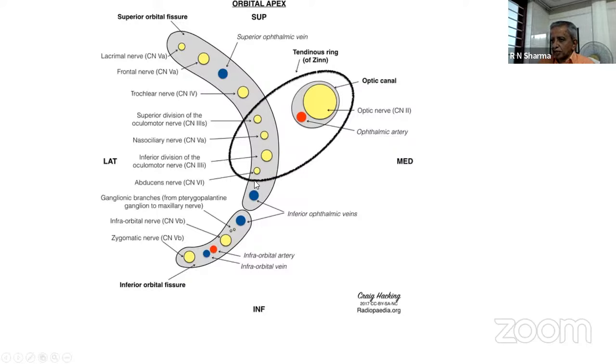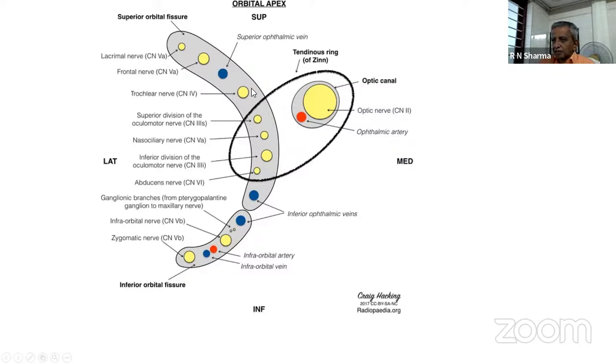That is placed in the middle compartment. Then the sixth nerve also is here. Then also nasociliary nerve is in the middle compartment. Superior ophthalmic vein will be placed in the superior compartment, and inferior ophthalmic vein will be partly in the inferior compartment, also in the inferior orbital fissure. To summarize, it was a usual question, so you should know.